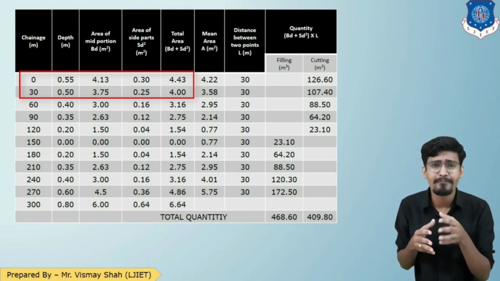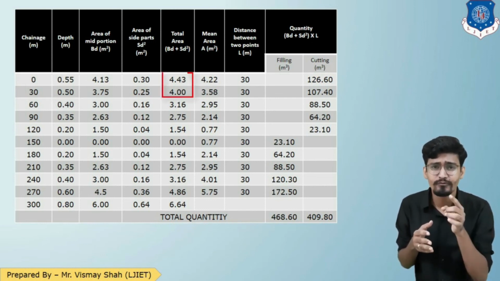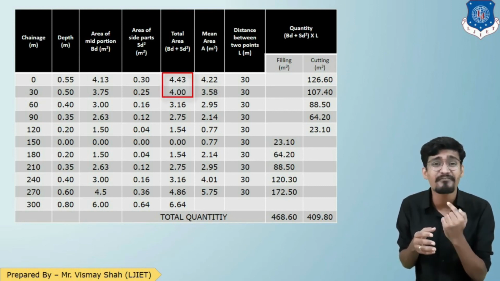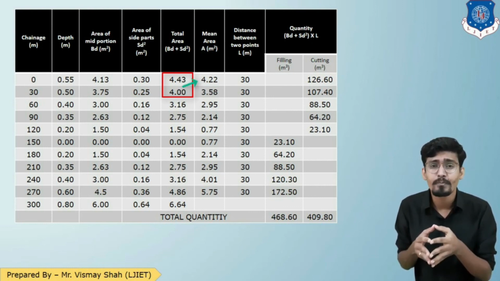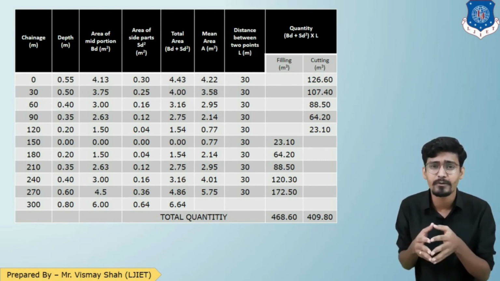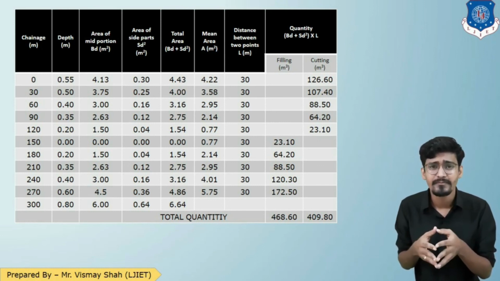Now for point 2, chainage 30, the depth was 0.50. Using this depth, we'll find the total area as 4. So the average: 4.43 plus 4 divided by 2. So now we take the average area, that will be 4.32. Now the distance is 30. So 4.32 multiplied by 30. So we'll get again the cutting quantity of 126.60 cubic meter.